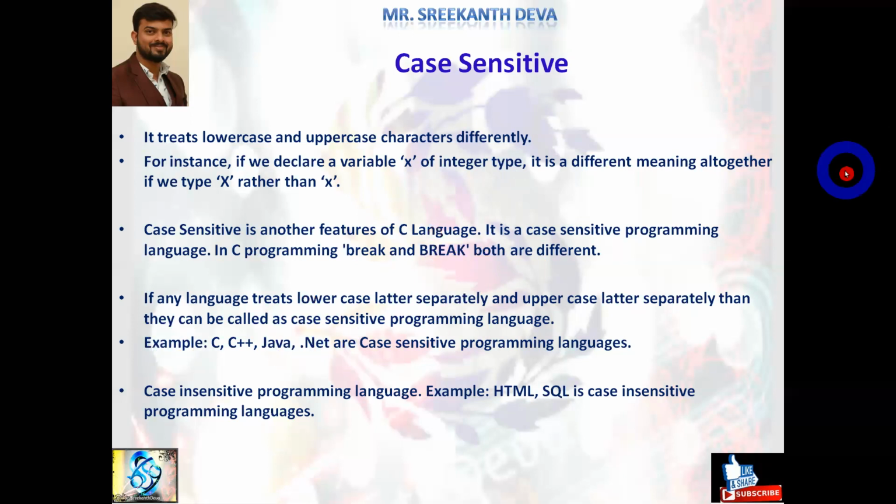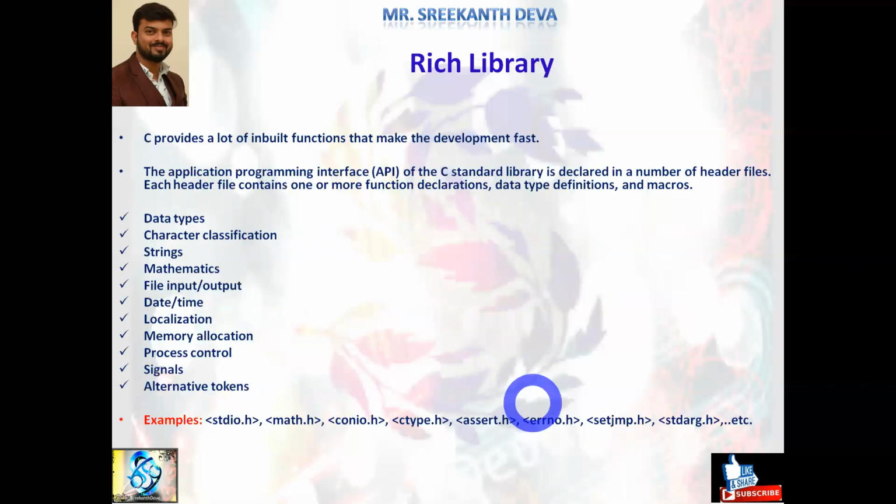Procedural and object oriented programming languages like C, C++, Java, .NET are all case sensitive programming languages. They maintain that uppercase and lowercase have different meanings. But case insensitive languages like HTML and SQL let you give queries, tags or instructions in uppercase or lowercase, no worries, because HTML is a markup language. It considers both uppercase and lowercase as the same word. But C is not like that. C is a case-sensitive programming language.